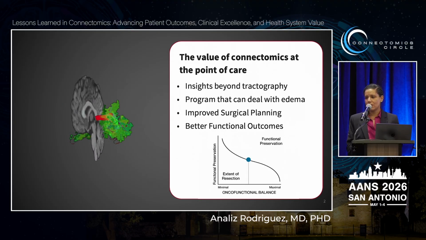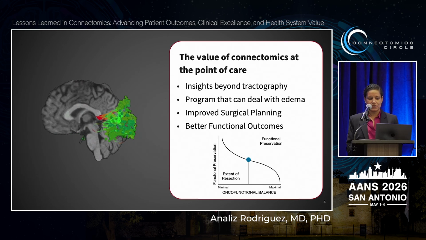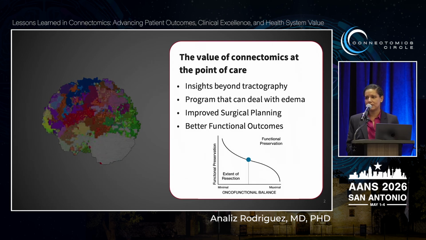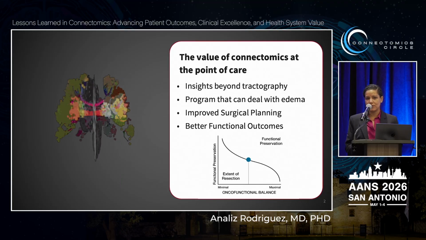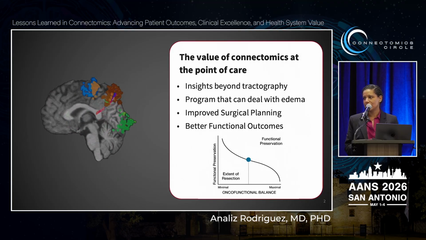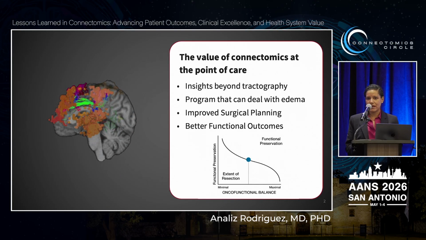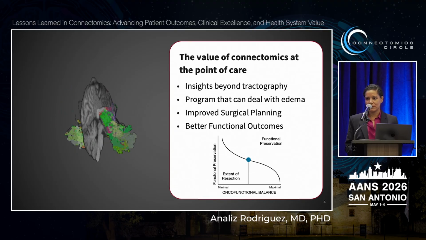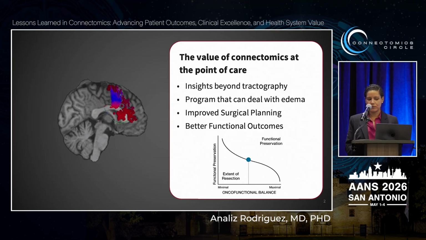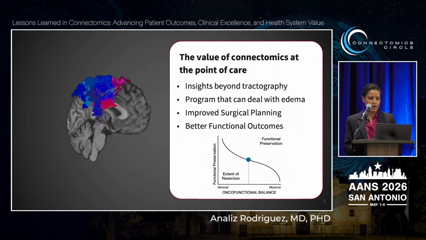And then there are various programs that can do tractography, but a lot of them don't accommodate, for example, for edema. So you may be mapping out things and there's a lot of artifact and the tracks drop out where there's edema. And so that can be a big problem, especially for a tumor program.